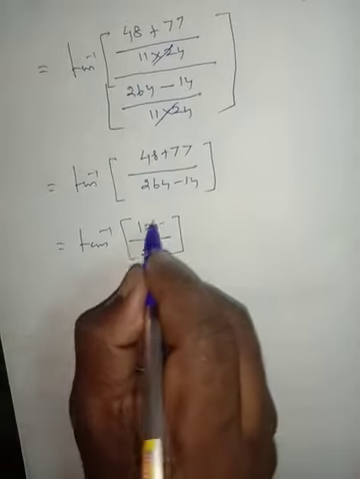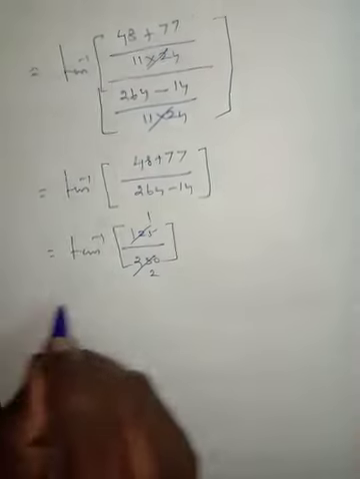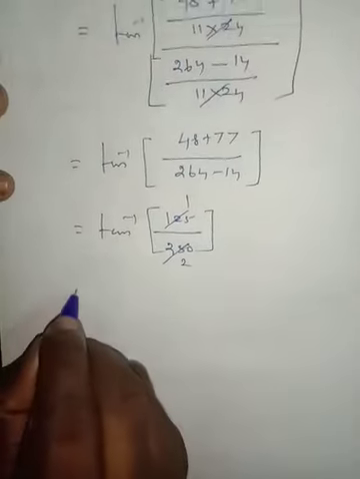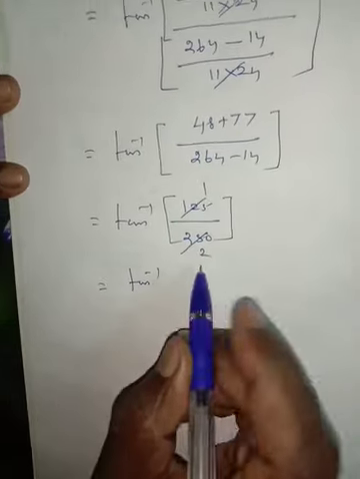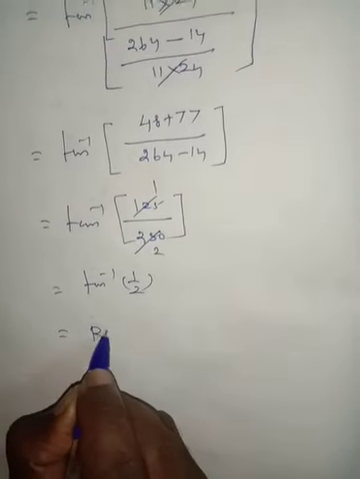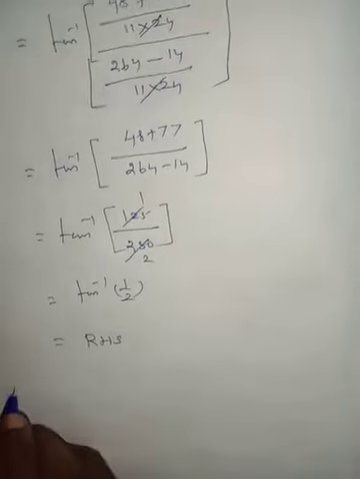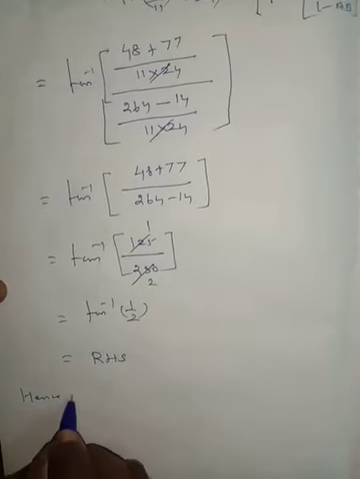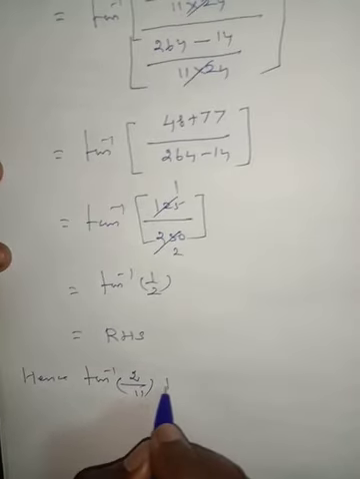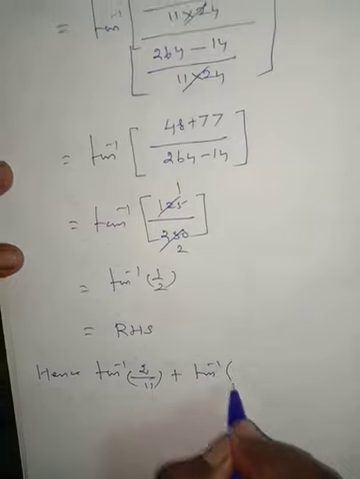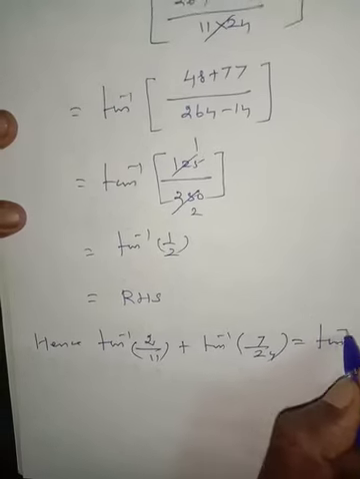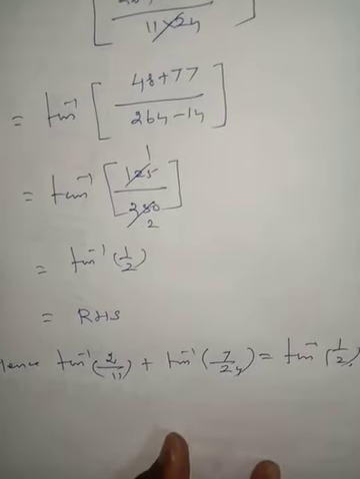Next, cancelling these two, 125 is 125, 2 125s are 250. Tan inverse of 1 by 2. This is RHS. Hence tan inverse of 2 by 11 plus tan inverse of 7 by 24 is equal to tan inverse of 1 by 2.